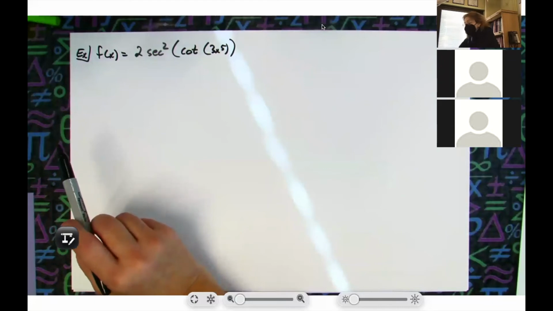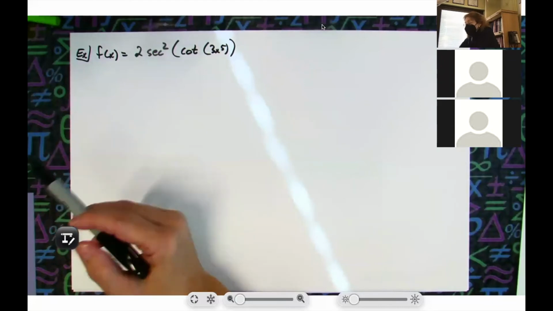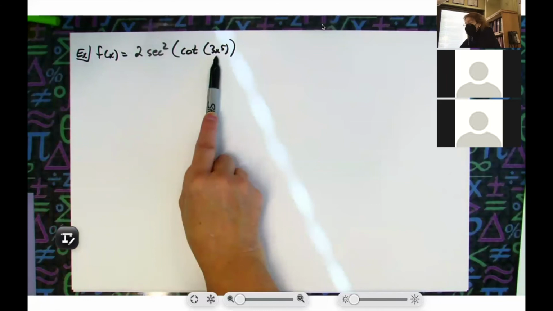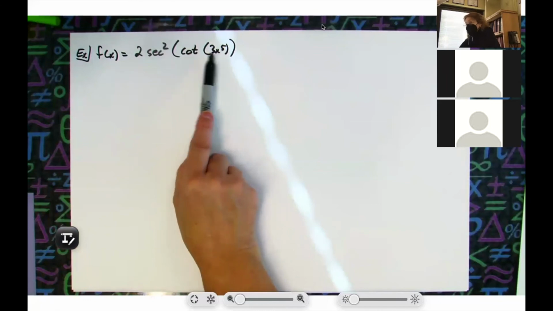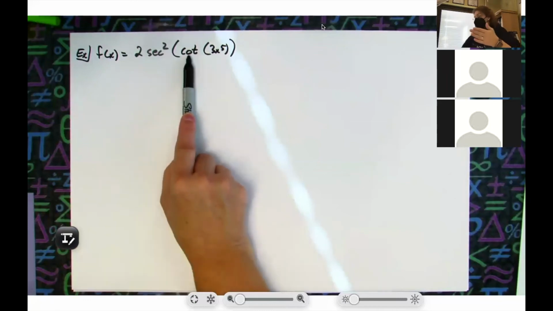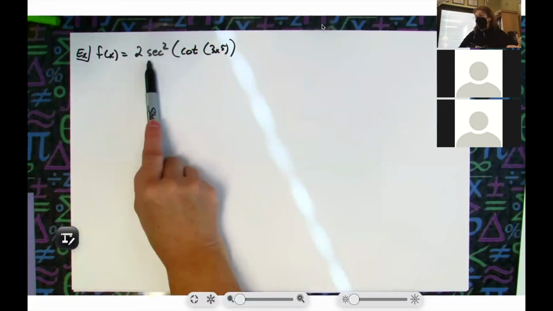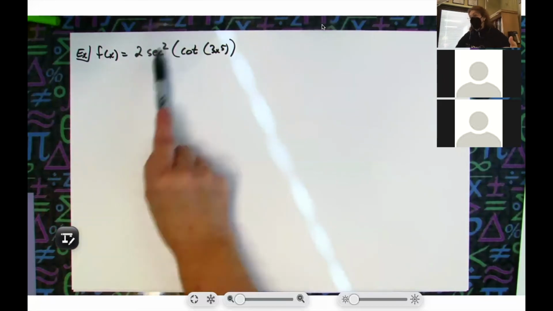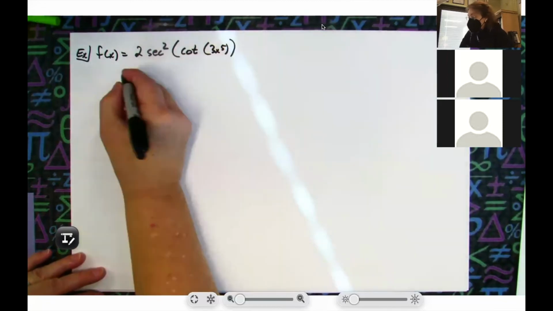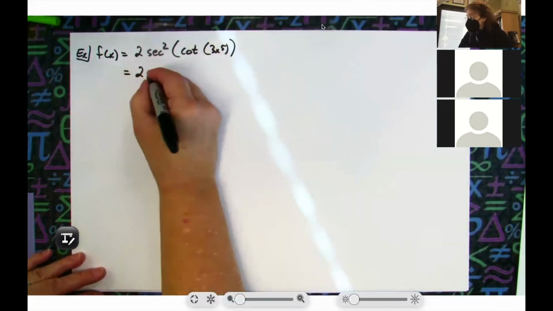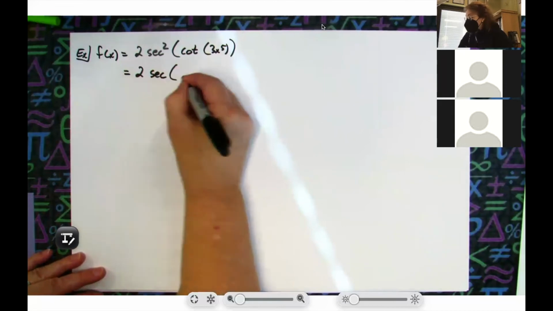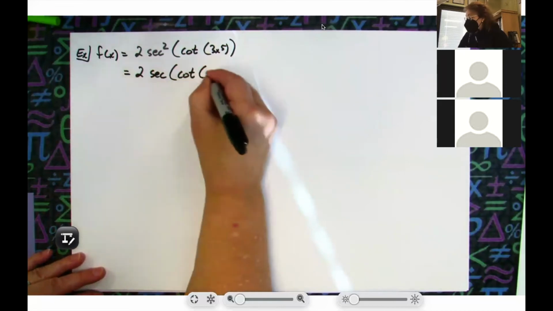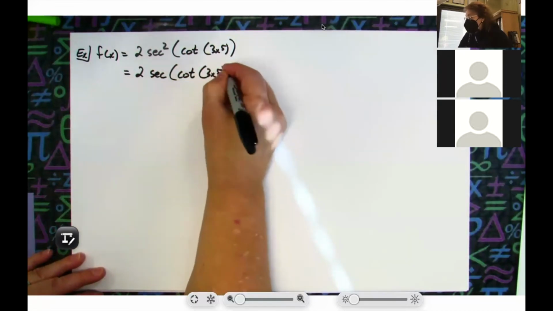Okay, you should see composite. You've got the most inside parts of 3x to the fifth, then a layer out is cotangent, another layer out is secant, another layer out is squared. So I am going to pull that 2 up just so I can see it a little bit easier. So 2 secant cotangent 3x to the fifth.